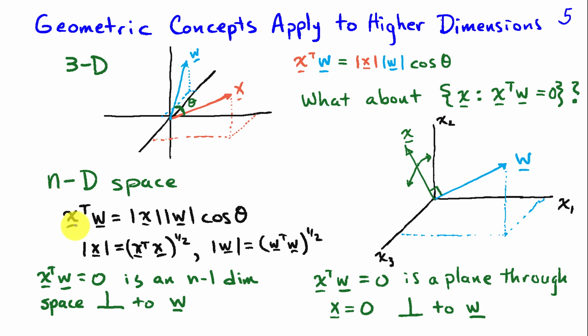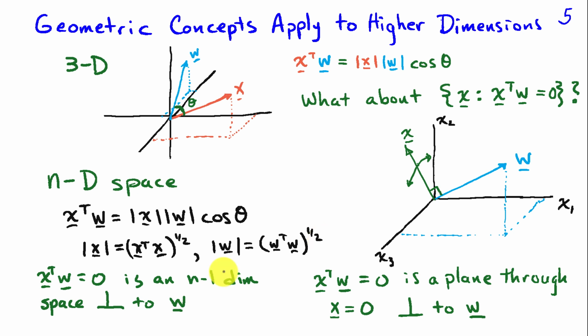The inner product x transpose w, if x has 10 elements and w has 10 elements, then x transpose w is equal to the length of x times the length of w times the cosine of the angle between x and w. Of course, the length can be written as the square root of the sum of the squares of the elements, which is just the square root of x transpose x, and for w, the square root of w transpose w.